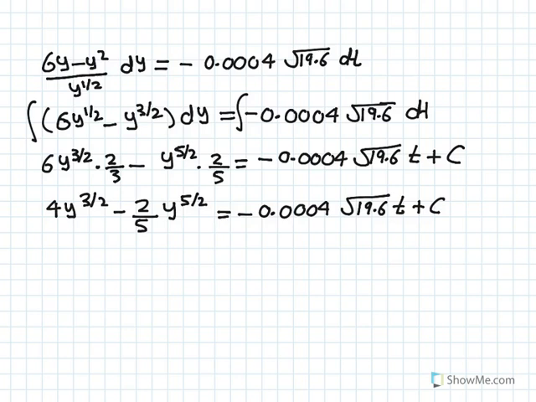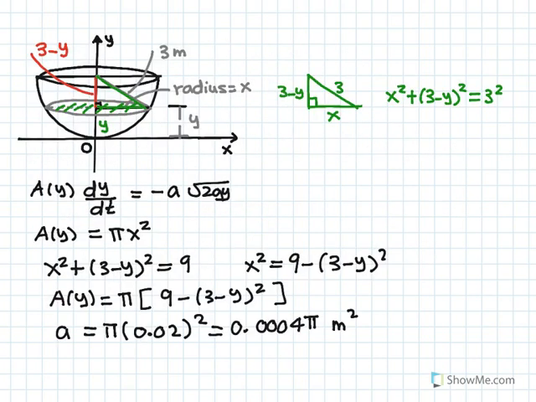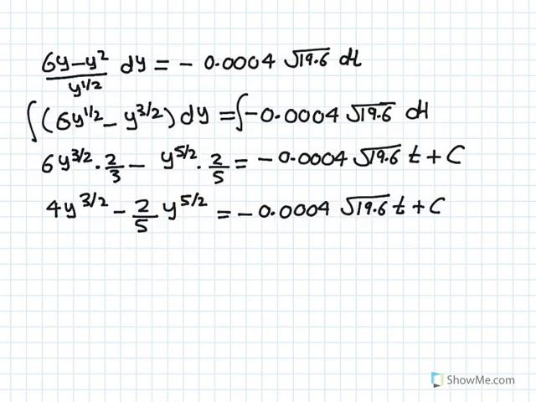Okay, so now we need to solve for the unknown constant c, the constant of integration. So we're going to apply the initial condition. At time 0, the tank is full. So there's 3 meters of fluid. The initial height of the fluid is 3 meters, which is the radius of the hemisphere, of course. So y of 0 is equal to 3. This means at time equals 0, the height of fluid in the tank is 3 meters. So we're going to use that to solve for the constant c.